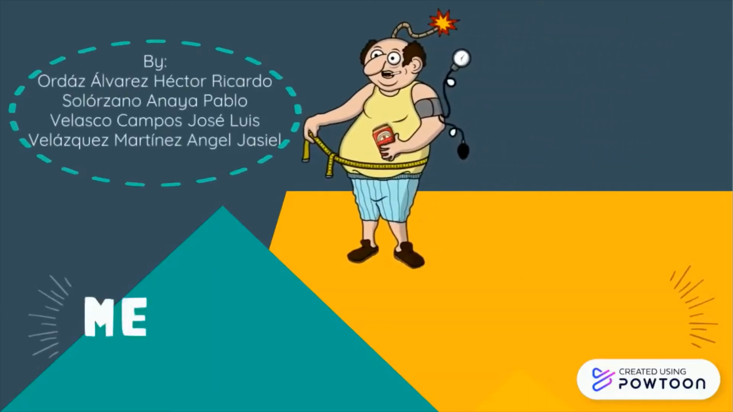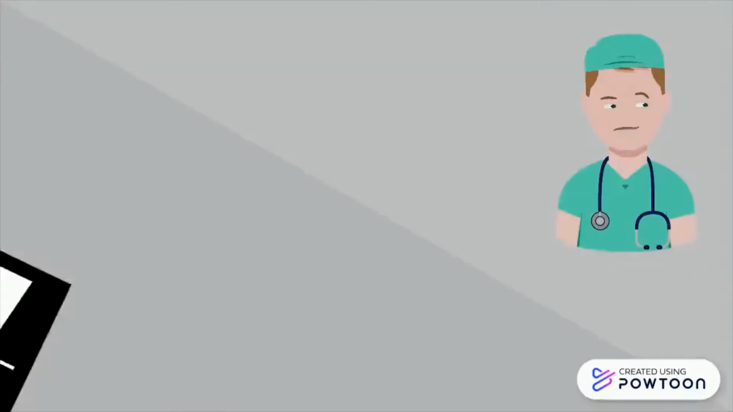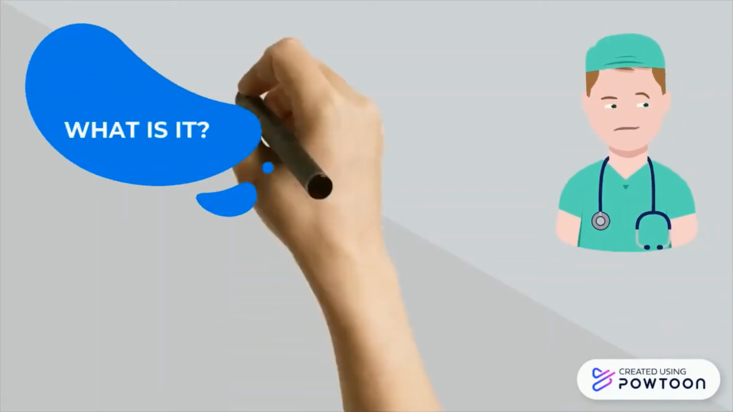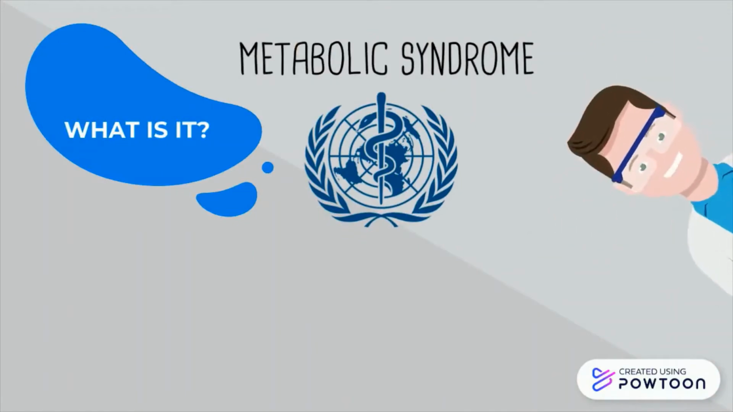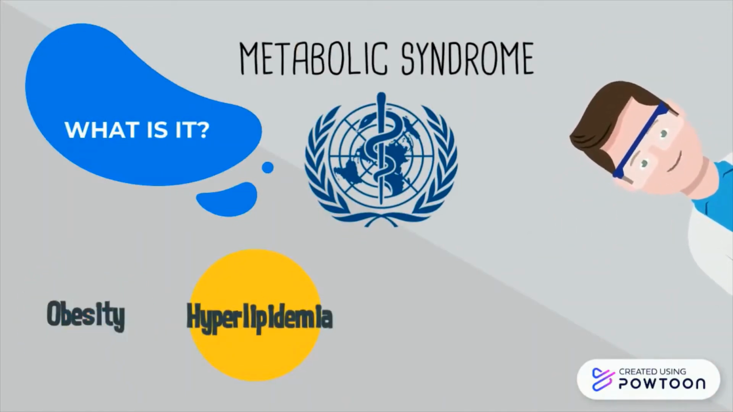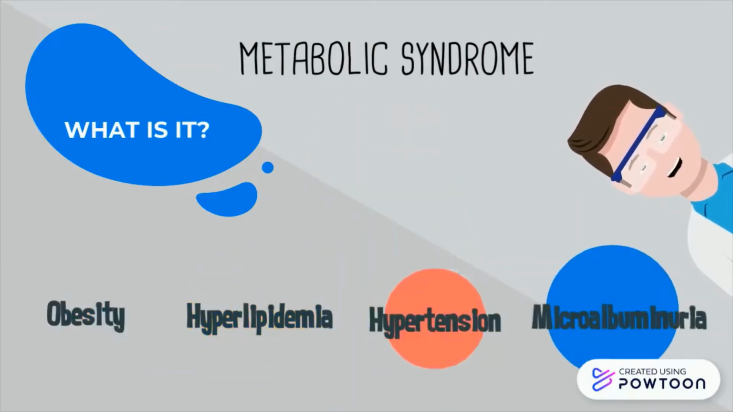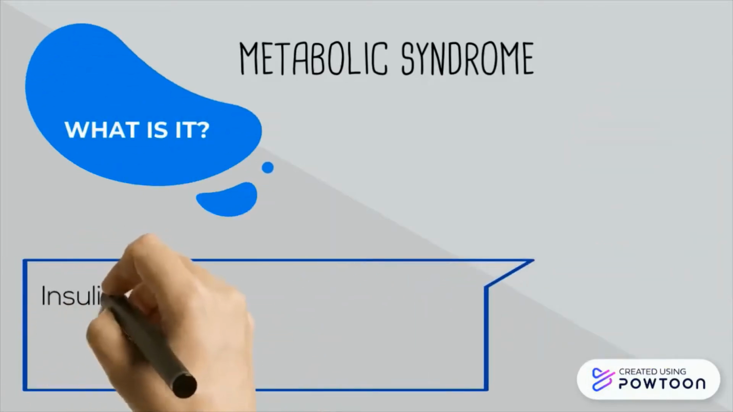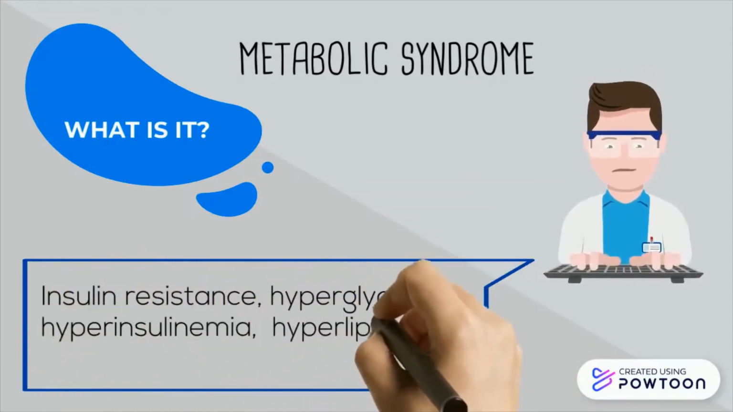We will talk about metabolic syndrome. So, what is it? The World Health Organization defined it as the presence of insulin resistance in addition to two of the following risk factors: obesity, hyperlipidemia, which includes hypertriglyceridemia and low levels of high-density lipoprotein cholesterol, hypertension, or microalbuminuria. In other words, it's a cluster of metabolic abnormalities that includes hypertension, central obesity, insulin resistance, and atherogenic dyslipidemia.